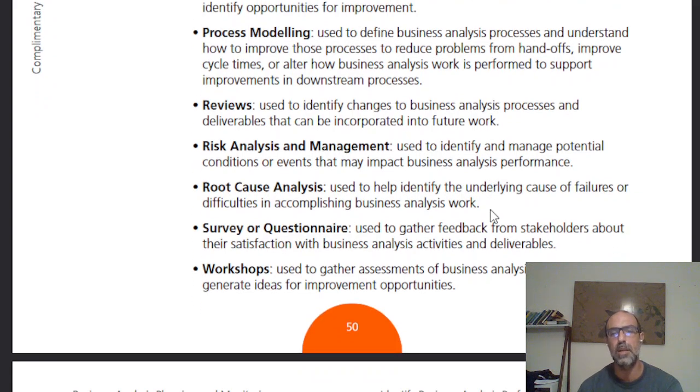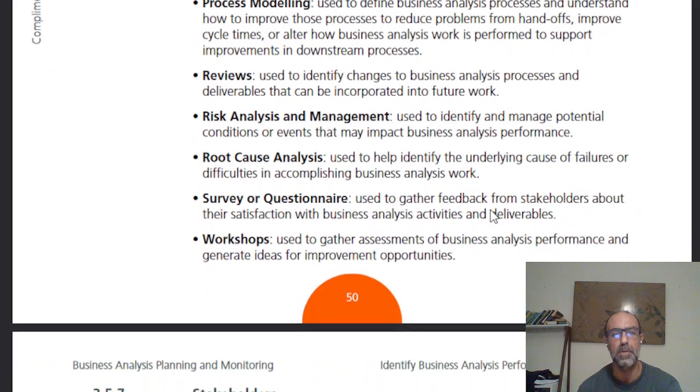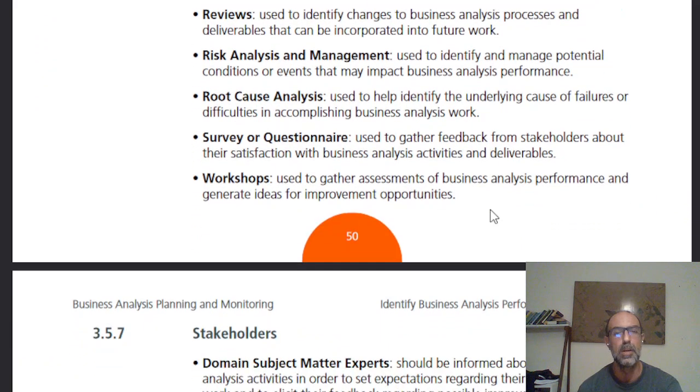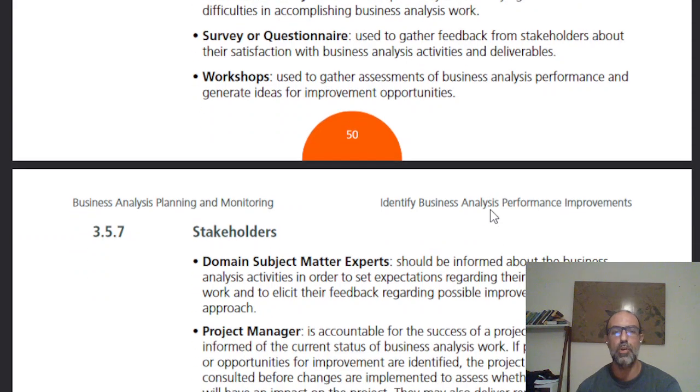Root cause analysis to help find the underlying cause of failures or difficulties in accomplishing business analysis work. Survey or questionnaire used to gather feedback from stakeholders about their satisfaction with business analysis activities and deliverables. Workshops used to gather assessment of business analysis performance and generate ideas for improvement opportunities.